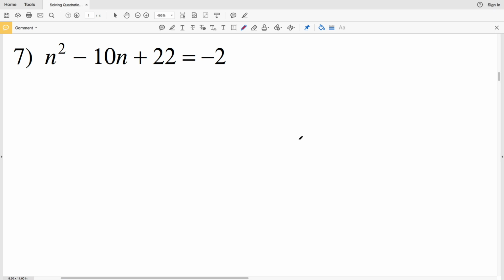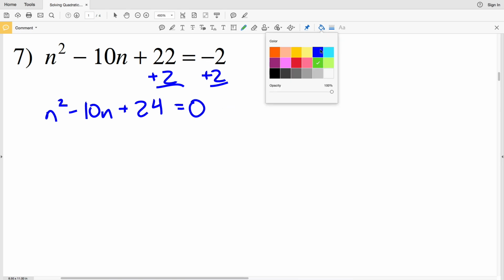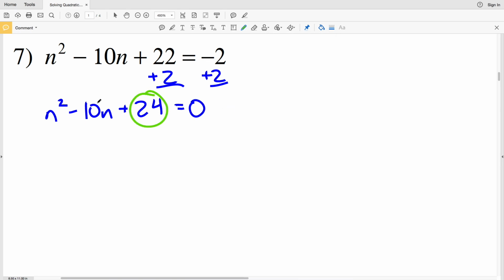In number 7, I have n squared minus 10n plus 22 equals negative 2. So I'm going to add 2 to both sides in order to get this quadratic equal to 0 so that I can factor and solve. So n squared minus 10n plus 24 equals 0. So what two numbers multiply to give me 24 and add to give me a negative 10? So since they multiply to give me a positive 24 and add to give me a negative 10, I know those factors are going to be negative in order to add to negative 10.